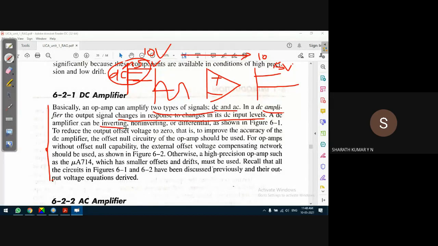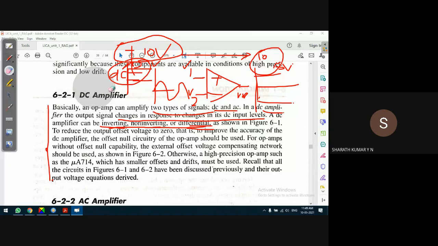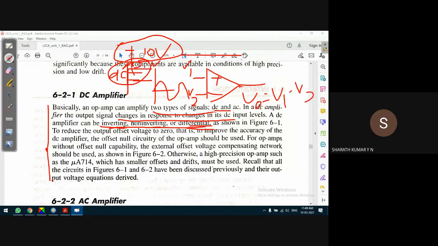A DC amplifier can be inverting, non-inverting, or differential. All these three are possible. Inverting means if the input is positive, the output becomes negative. Non-inverting means if the input is positive voltage, the output is also positive voltage. In a differential amplifier, when we apply DC voltages V1 and V2 to the two input terminals, the output is the difference of these two. Let me write it properly: V0 is equal to V1 minus V2.